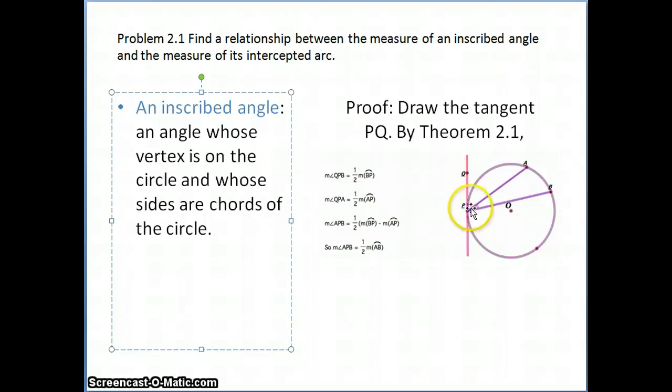And so if you look at the picture, what is the measure of BP? BP is from here to here, minus AP from here to here, and we get exactly AB. So the measure of BP minus the measure of AP is equal to the measure of AB. So that's how we get the inscribed angle. What's the measure of the inscribed angle? It's half of the measure of the arc.